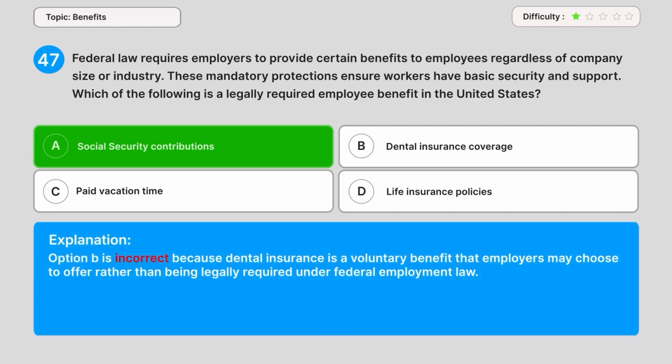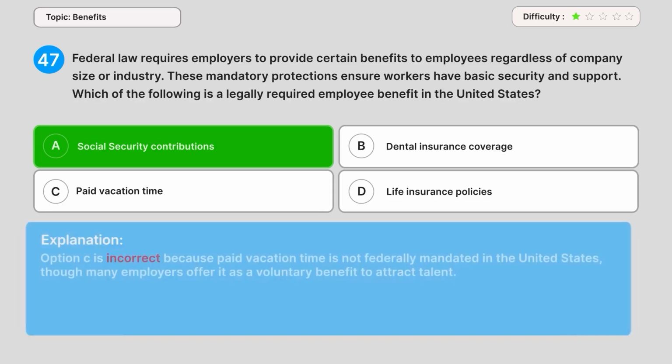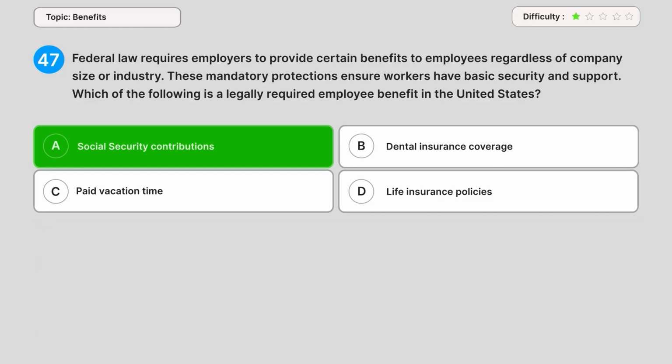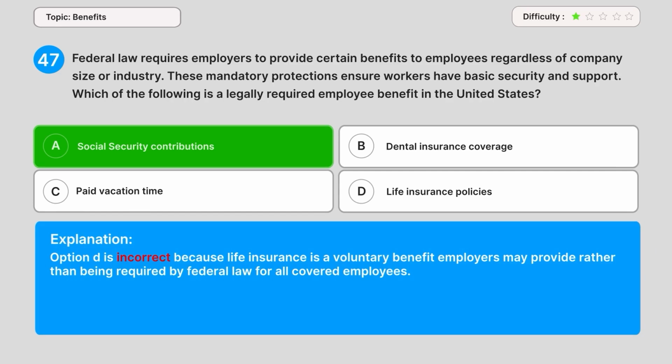Option B is incorrect because dental insurance is a voluntary benefit that employers may choose to offer rather than being legally required under federal employment law. Option C is incorrect because paid vacation time is not federally mandated in the United States, though many employers offer it as a voluntary benefit to attract talent. Option D is incorrect because life insurance is a voluntary benefit employers may provide rather than being required by federal law for all covered employees.